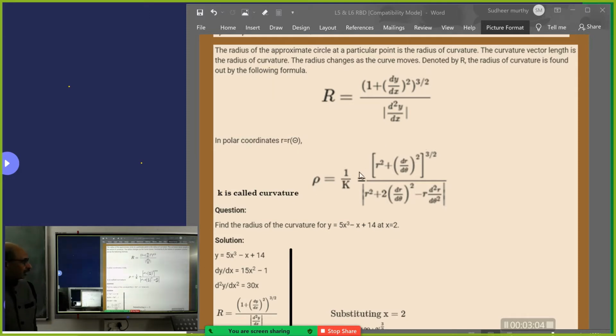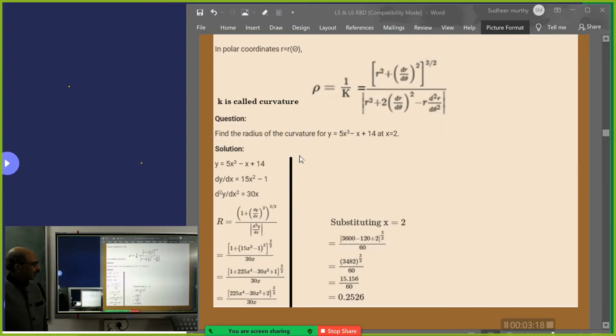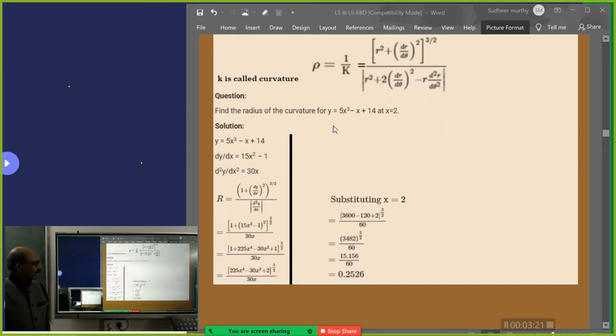And if r is given in terms of polar coordinates, then this becomes the formulation. Here rho is the radius of curvature, and k is called curvature. Rho is equal to 1 by k. Here an arbitrary equation is taken: y is equal to 5x cube minus x plus 14. The solution is for the curvature at x equal to 2. This was just differentiated and substituted, and finally we got the radius as 0.2526. Just a small exercise.